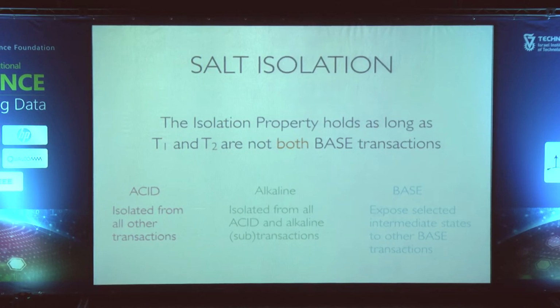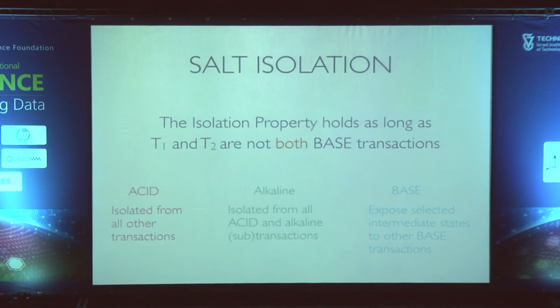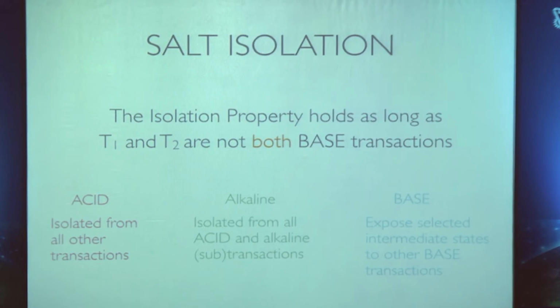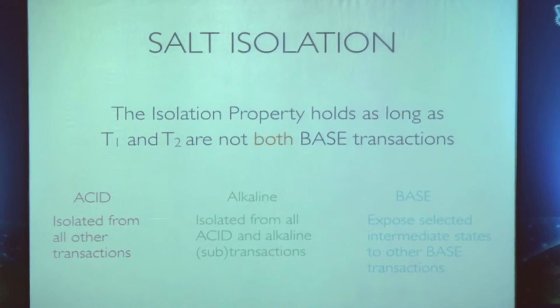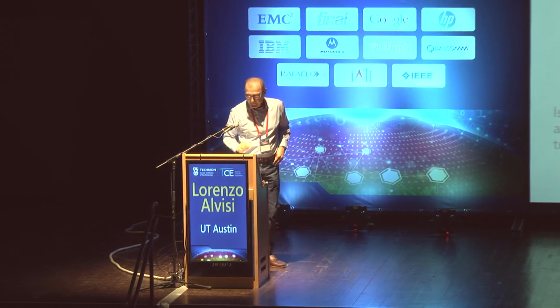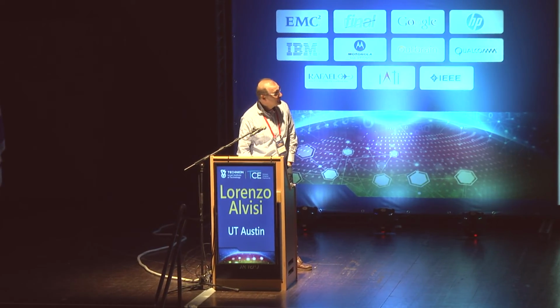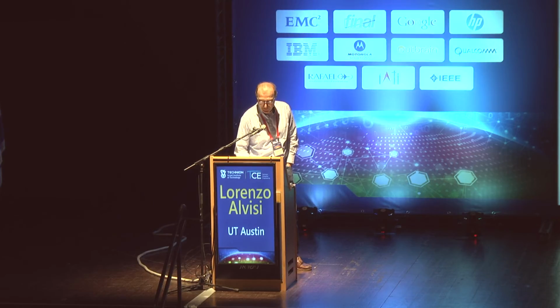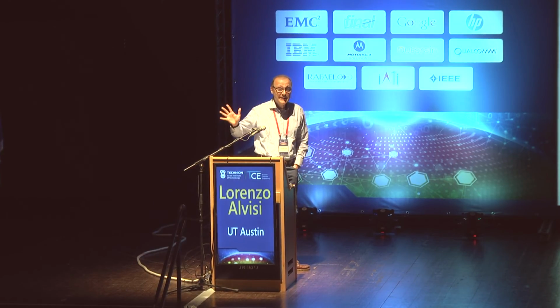If you have one of these alkaline transactions inside a BASE transaction, the building blocks of a BASE transaction, alkaline transactions are mini ACID transactions, if you want. They are completely isolated from other ACID or alkaline subtransactions that may be running concurrently in other transactions. And instead, BASE transactions are going to selectively expose the intermediate states that are in between the subtransactions that comprise them. Selectively, because they are going to show those states only to other BASE transactions. The mechanism that we're going to use to implement this abstraction of salt isolation is locks, just a single mechanism, locks.